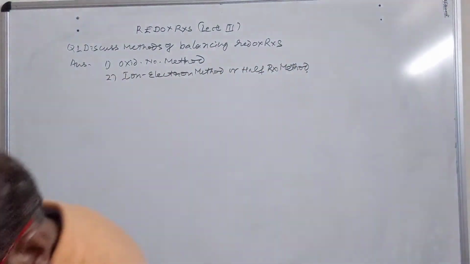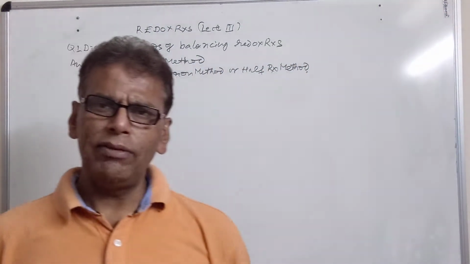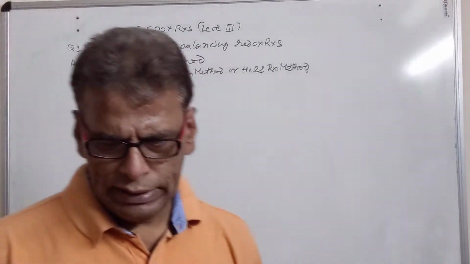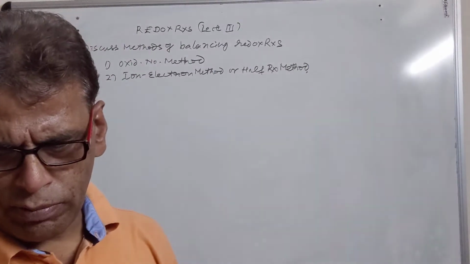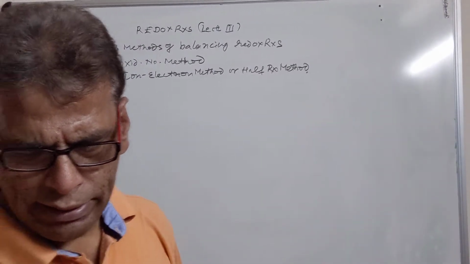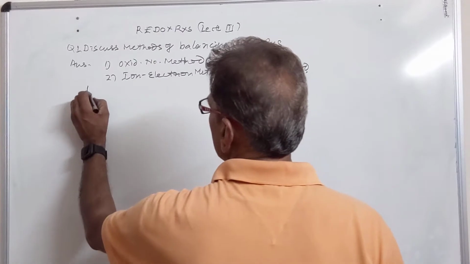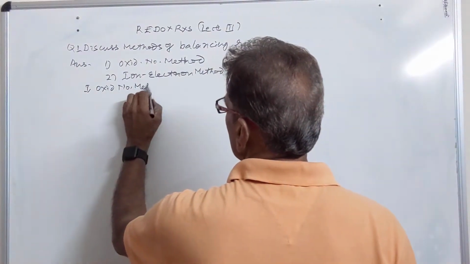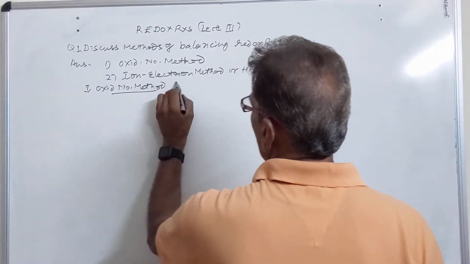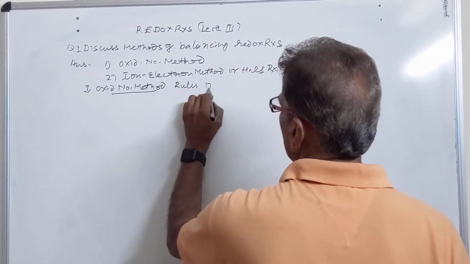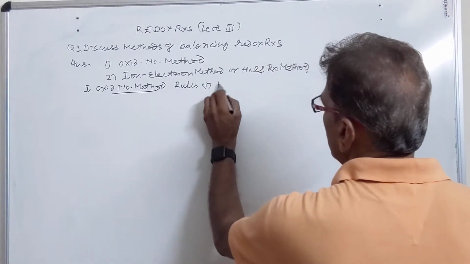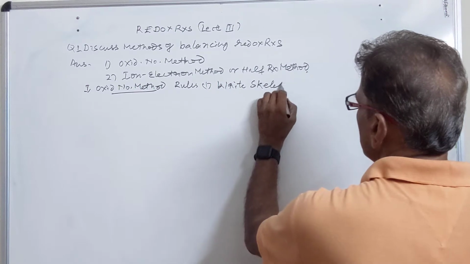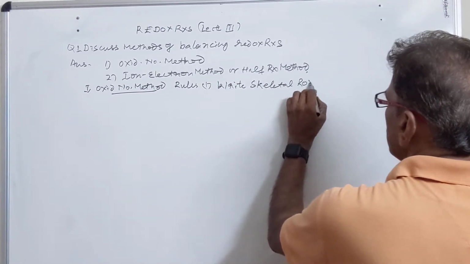Now in both of the methods we have some rules. First of all, we discuss the oxidation number method of balancing the redox reaction. What are the rules for it? First of all, write the skeletal redox reaction.